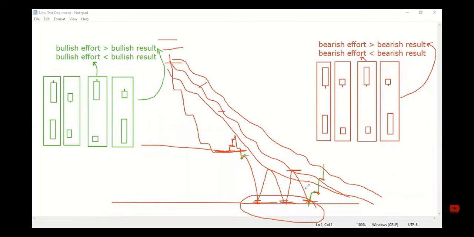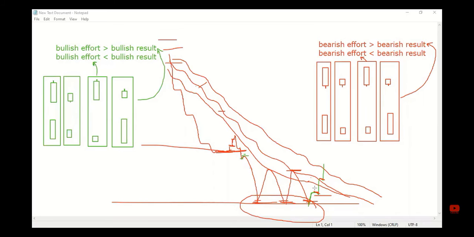If we see buyers are much stronger than the sellers, and we see this type of situation, we can place our trade 1 minute below any support level. Bearish effort is less than the bearish result. That means effort is greater, and this type of situation happens. The market creates two candlesticks here. So I'm drawing, then it will be more clear.